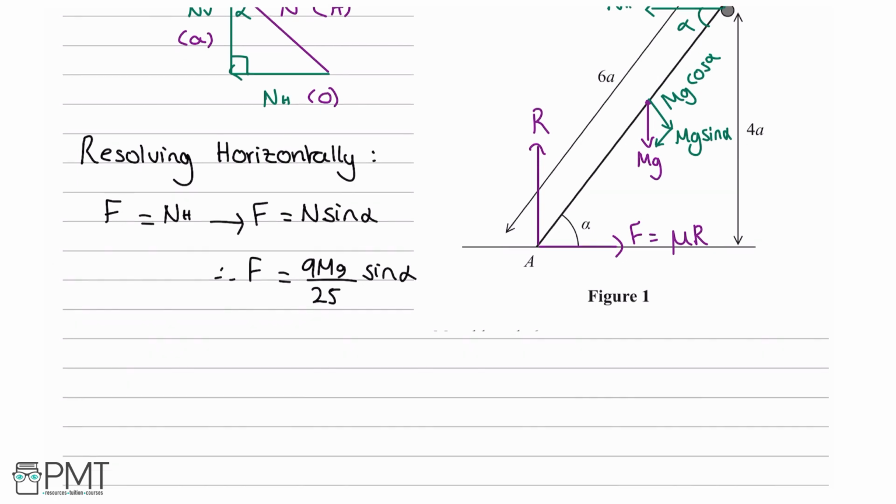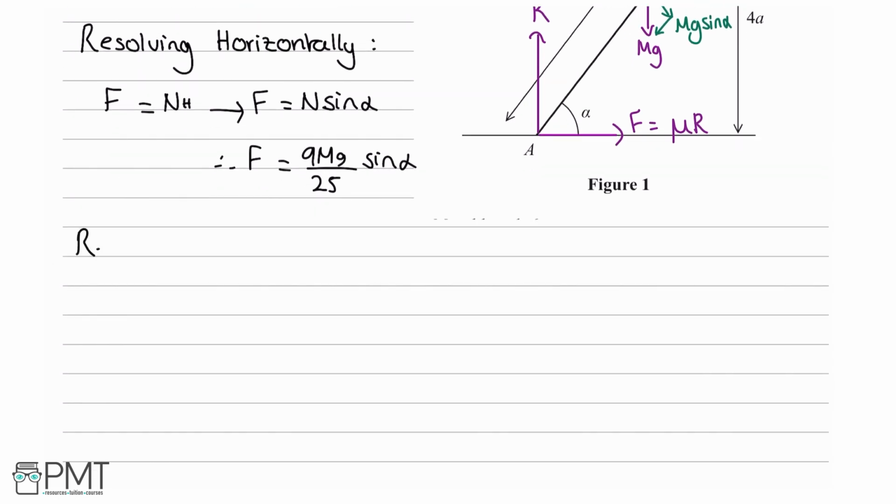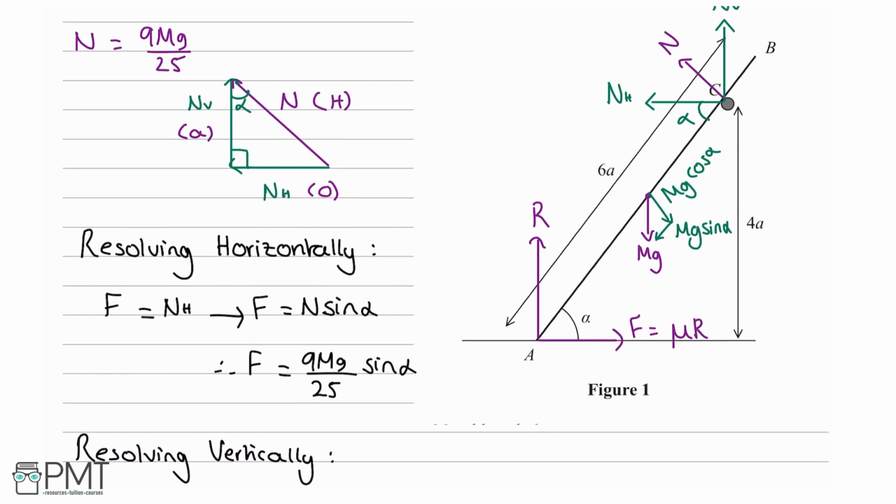Next, let's resolve vertically. Again, when you want to resolve vertically, you need to make sure the sum of all the forces going up equals the sum of all the forces coming down, and that is because we know that the ladder is in equilibrium.